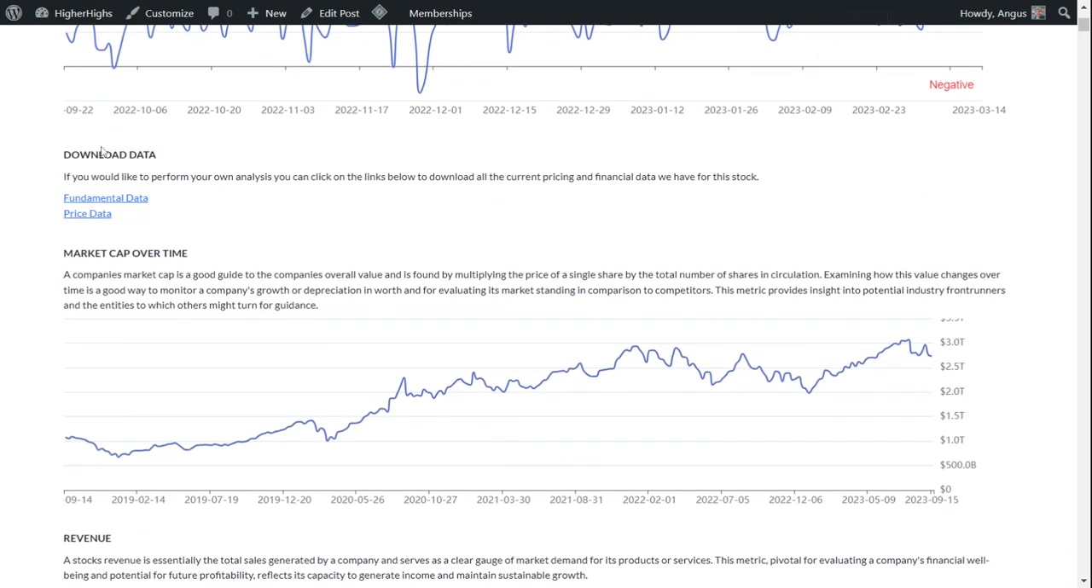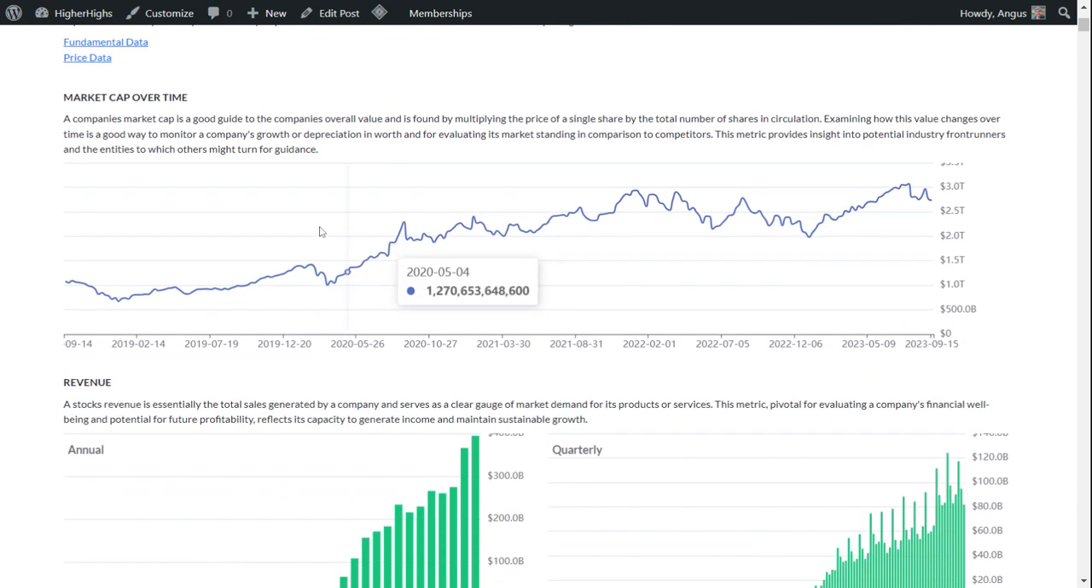If you want to analyze data yourself, you've got the ability to download all the fundamental data and all the price data. That's the entire history of the stock from day one. Whatever data we've got access to, you get to download it as well. Market cap over time is interesting. It just shows you how a company's progressed over time. You can see, as interest increases in that particular stock or decreases, it's basically the share price times the number of outstanding shares. So as the share price goes up, you'll tend to see the market cap follow up in a very similar fashion. And again, we go back as far as we can go back to some extent.